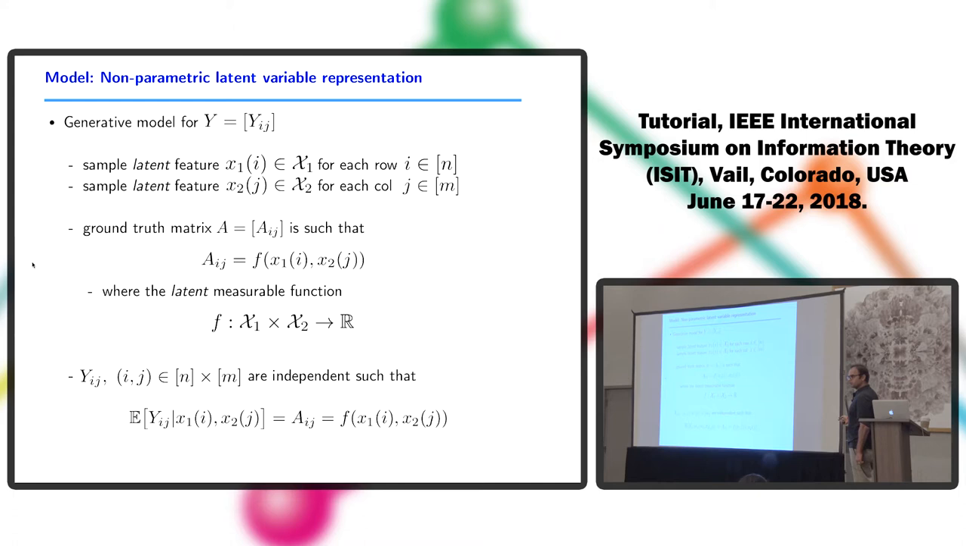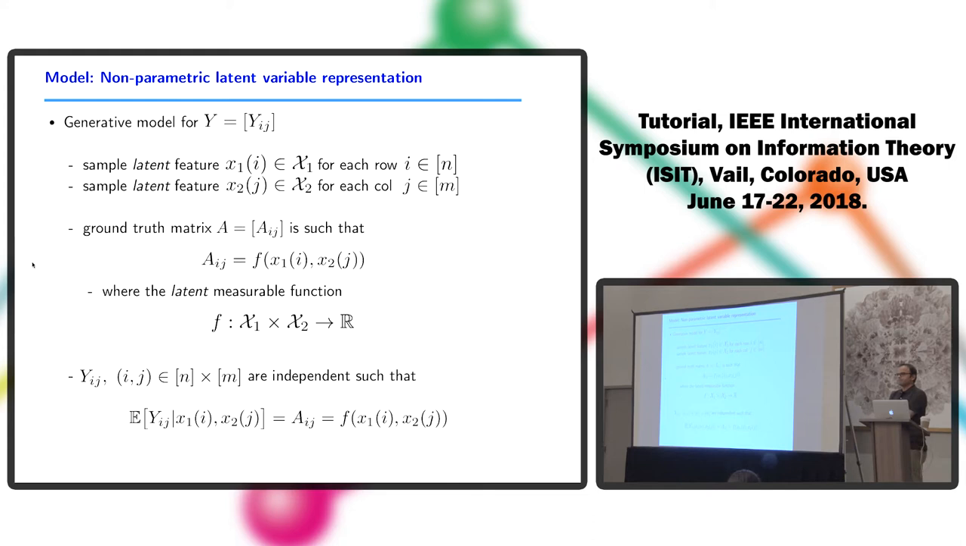For every row i and every column j, you're going to sample some latent feature. It's unobserved, and it could be high dimensional. These are sampled as per some fixed distribution. For each row and each column, you first go and sample from your distribution. Once you have sampled, the way you're going to generate Y is such that the expectation of Y_ij is equal to A_ij, where A_ij is just some unknown, hence latent, but fixed measurable function applied to these row and column features.